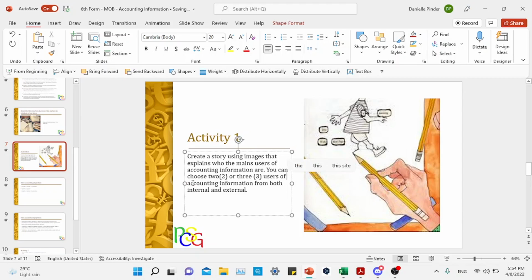Mm-hmm. Oh, by the way, I'm improvising as I go along. Okay, no problem.